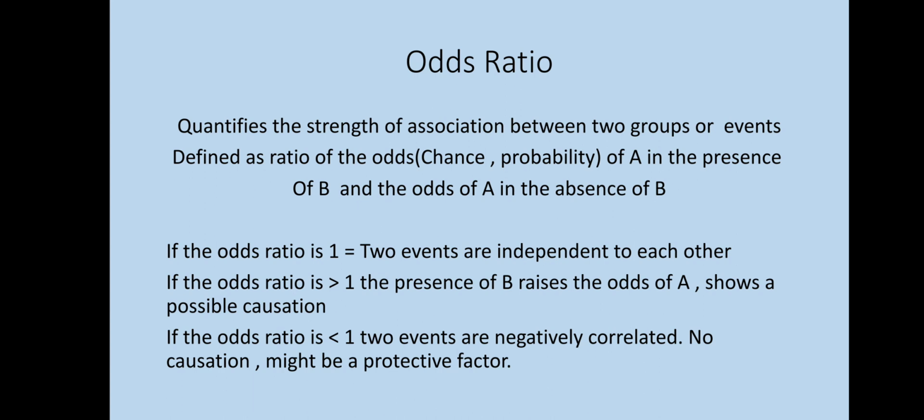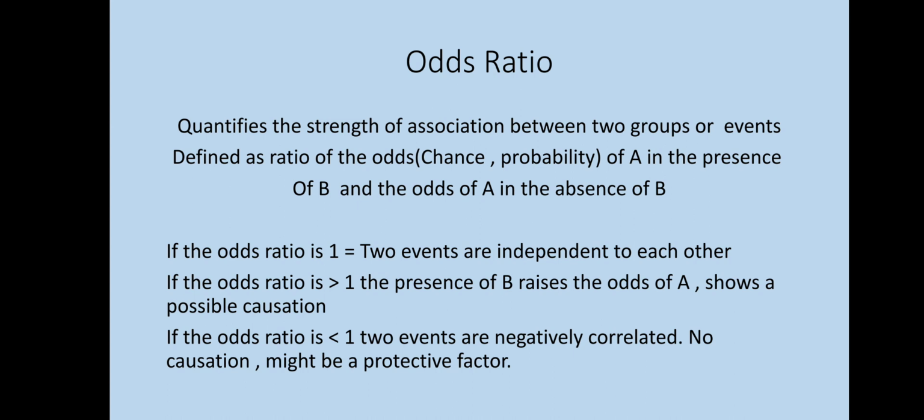Odds ratio basically quantifies the strength of association between two groups or events. It is defined as the ratio of the odds, which means the chance or the probability of A, for example, we said lung cancer, in the presence of B, smoking, and the odds or the chance of lung cancer in the absence of smoking. So we have to calculate a ratio of the chances of lung cancer in the absence of smoking and the chances of lung cancer in the presence of smoking.